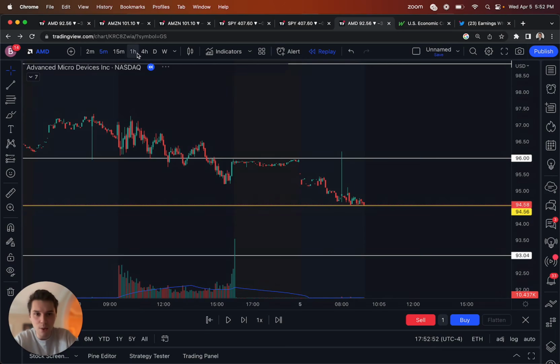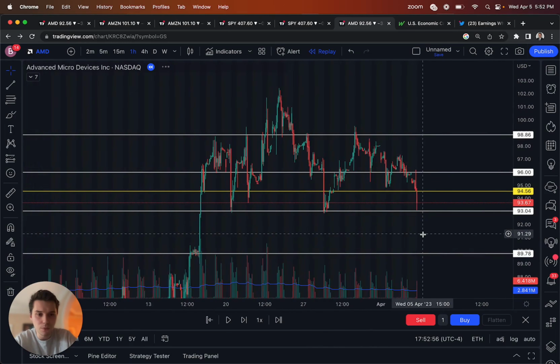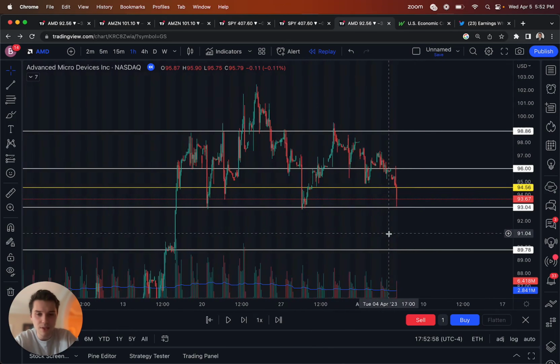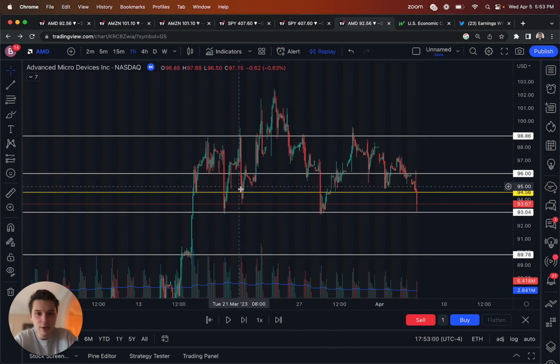AMD, on the hourly time frame, you can see here, this is showing what it looks like right now. On the hourly time frame, you can see it was potentially forming a head and shoulders.